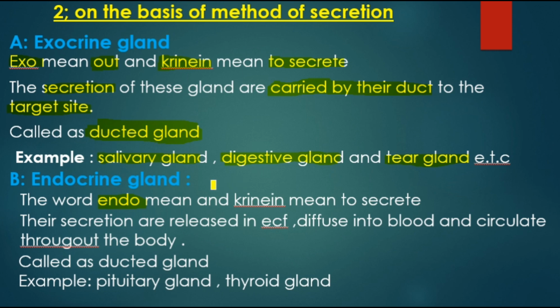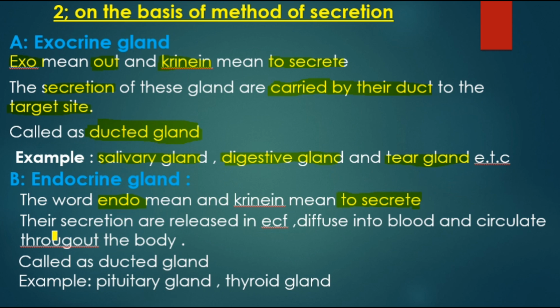So here the term "inside" is missing, but you have to remember this term: endo means inside, while crine means to secrete. In these glands, their secretion does not move through a specialized duct as in the case of the exocrine gland. Here, when this gland secretes its product, the secretion enters the blood, and through the blood it moves to its destination, the target site where it performs a specific function.